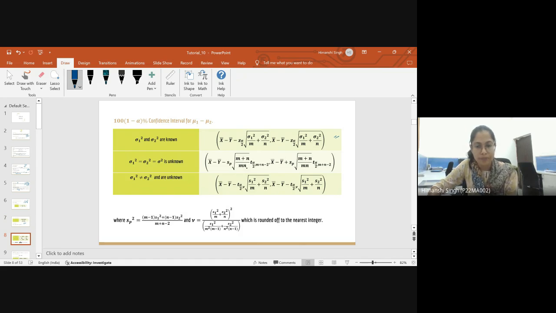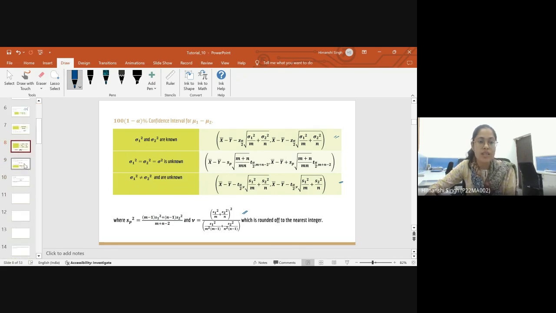Now if both are unknown and unequal, then we have this approximate confidence interval. Here we have the appearance of t alpha by 2, nu, where nu is the degrees of freedom, and we will find it using this formula. This may not be an integer, or I can say it may not be a natural number, so we will round it off to the nearest integer. So these are the confidence intervals for mu1 minus mu2, the difference of the means.